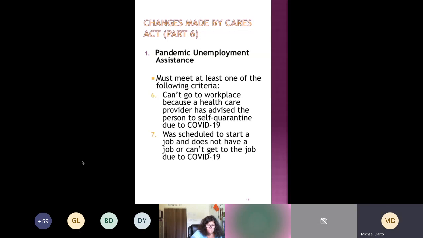Next question. Okay, this is from Anne, who says, what if someone needed to quarantine due to high risk of a family member, e.g., elderly parent undergoing chemotherapy?